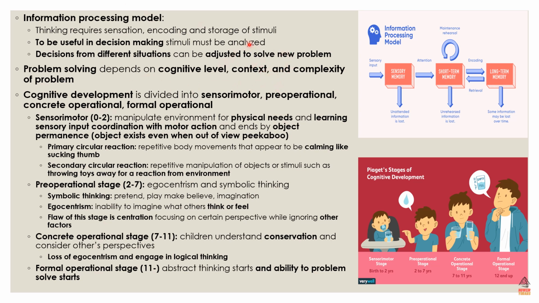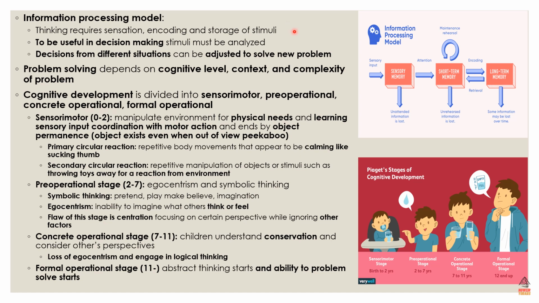Basically, it states that you need to get exposed to stimuli through sensation, sensory memory, or sense. You have to see the stuff, you have to smell the stuff, it has to go through your sensation. Then you encode it. Then you store the stimuli. So it's three stages: sensation, encoding, and storage. And in order to be useful in decision making, the stimuli must be analyzed.